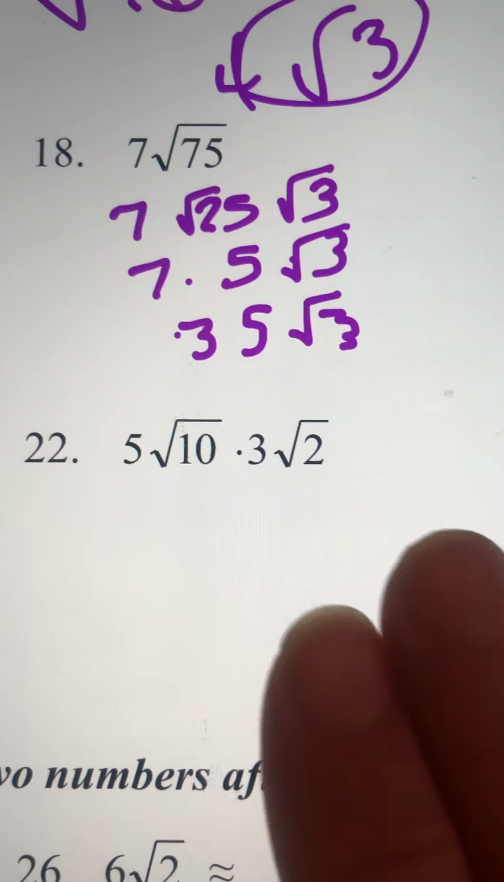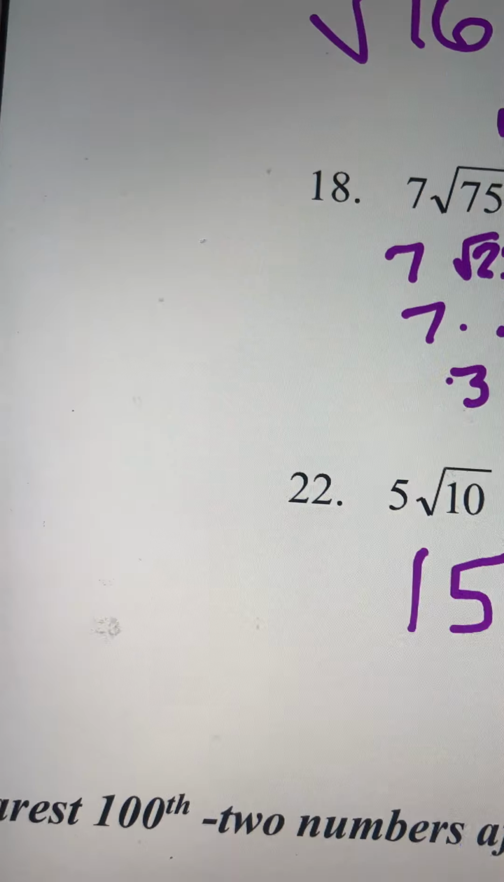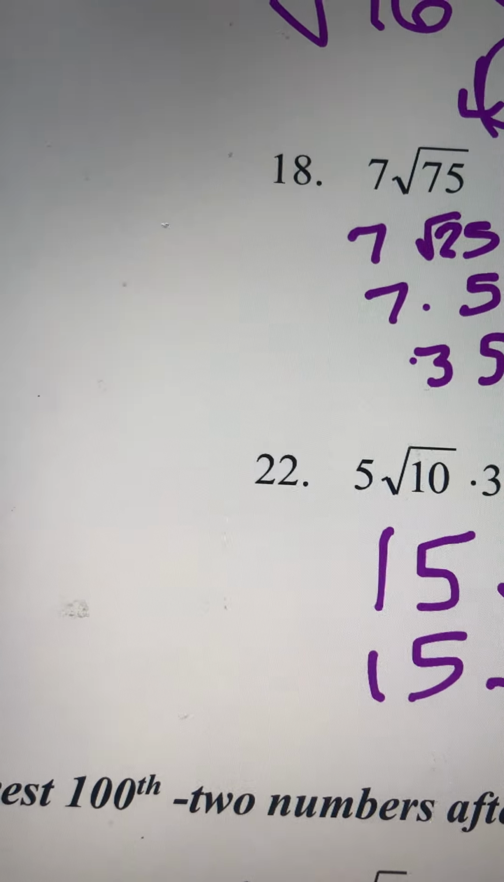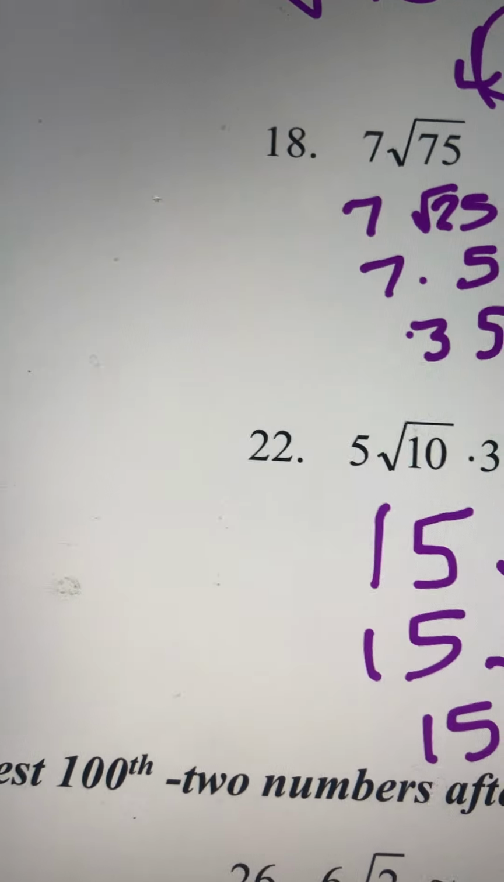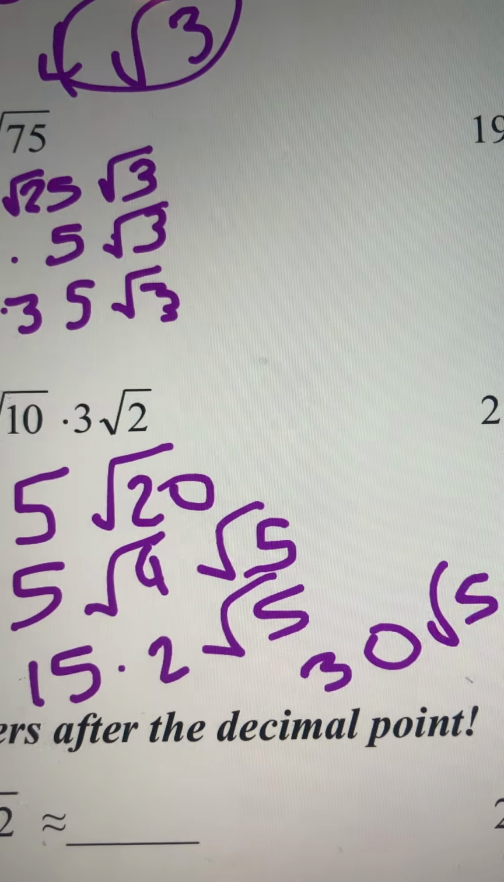Scooching over here, 5 root 10 times 3 root 2 would be 15 root 20. Square root of 20, of course, is square root 4, square root 5. The square root of 4 is 2, and 15 times 2, final answer is 30 root 5.